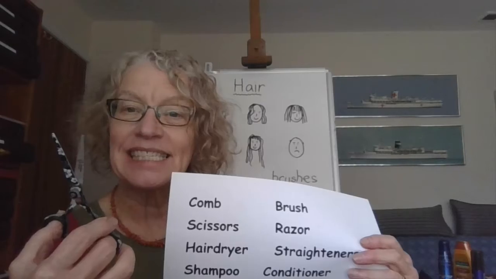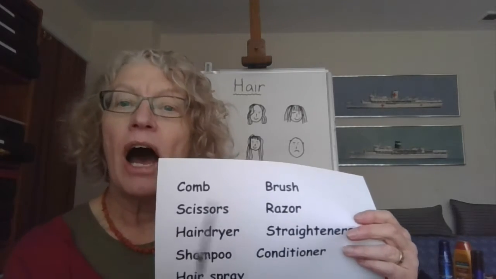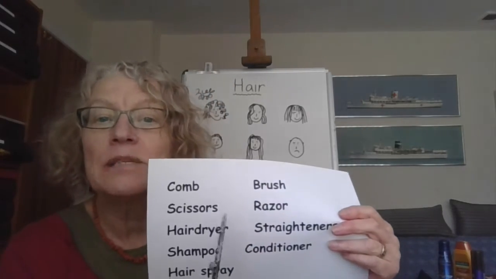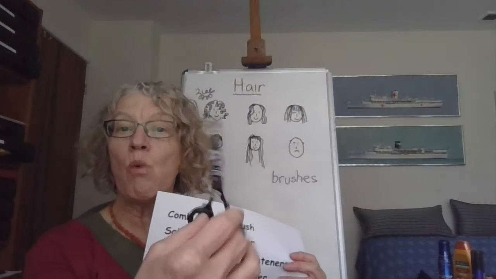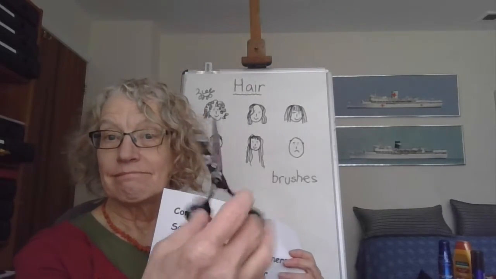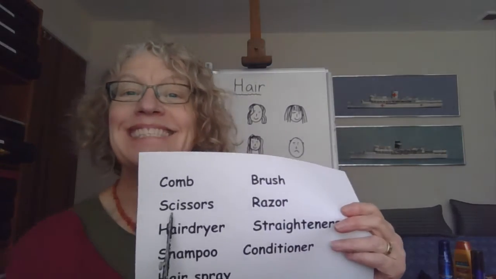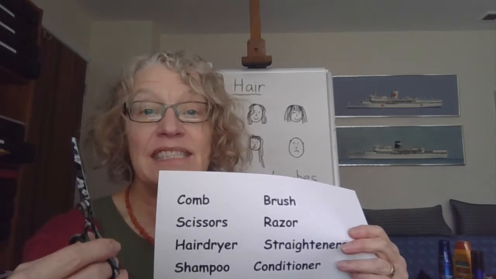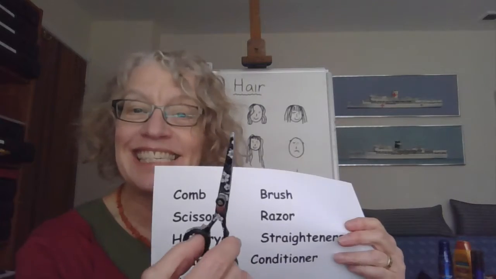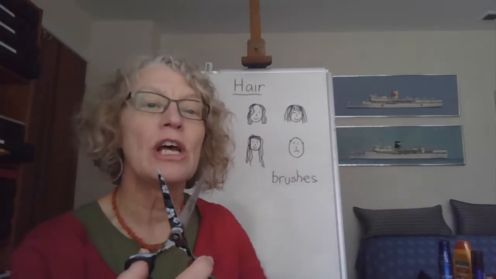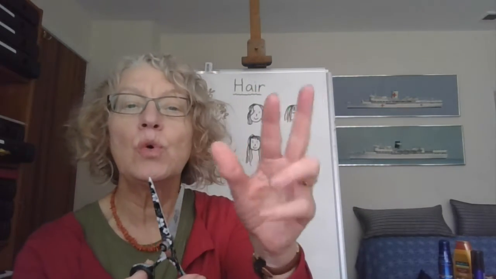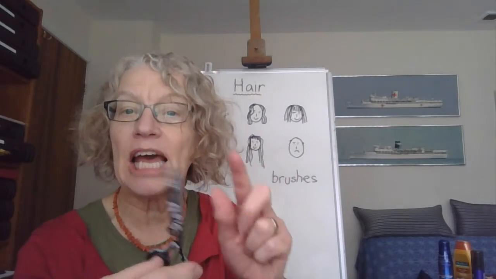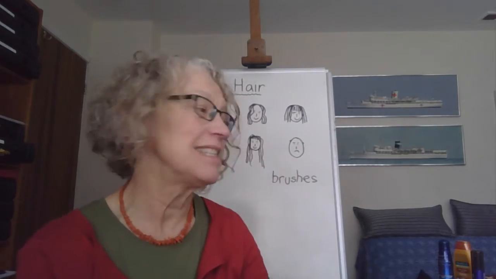S-C-I-S-S-O-R-S. Scissors. And scissors are always plural. Even when there's just one, we call them scissors. A pair of scissors, actually, but scissors. I think it's because there are 2 separate blades to cut, so they are scissors.